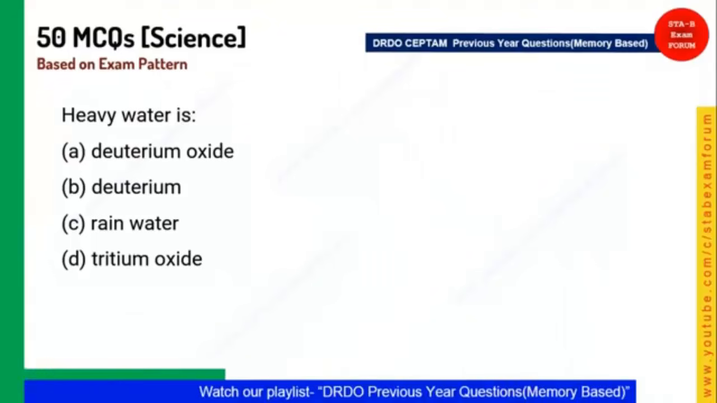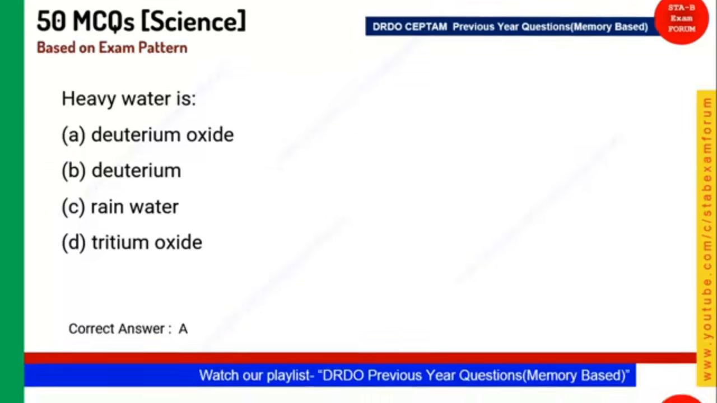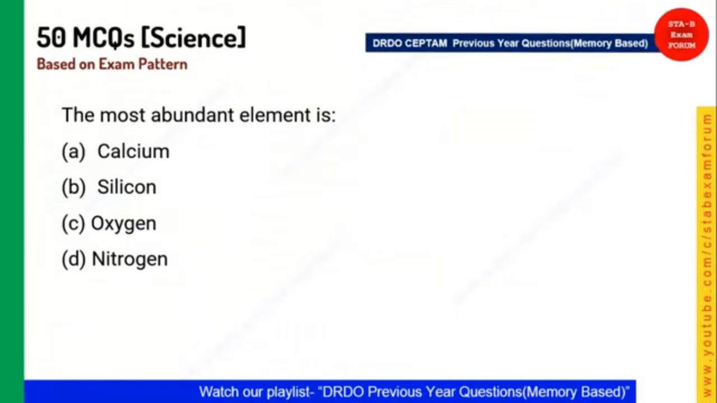This heavy water, you have heard, is used in nuclear reactors. So what is heavy water actually? Student, heavy water is also known as deuterium oxide, D2O. So option A is the correct answer. Coming to the next question.